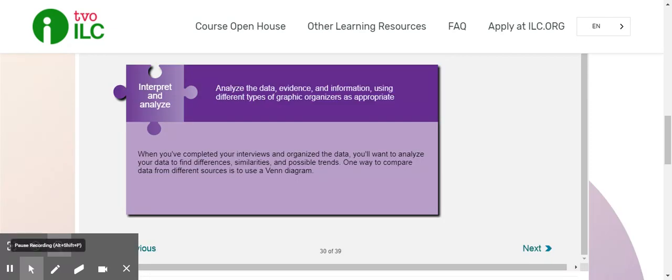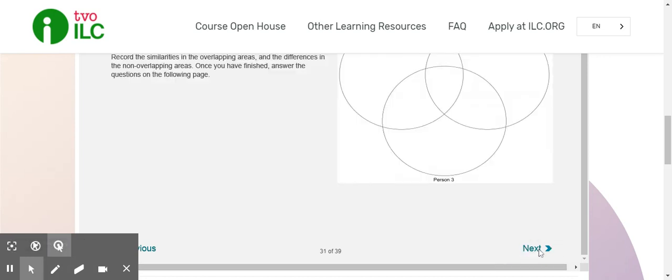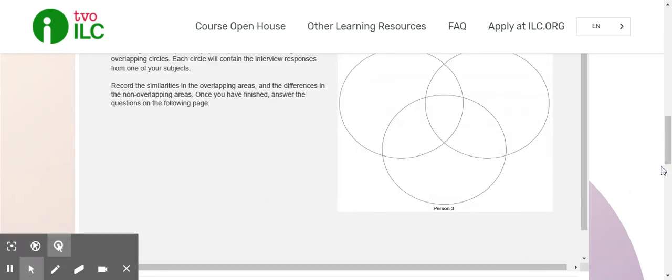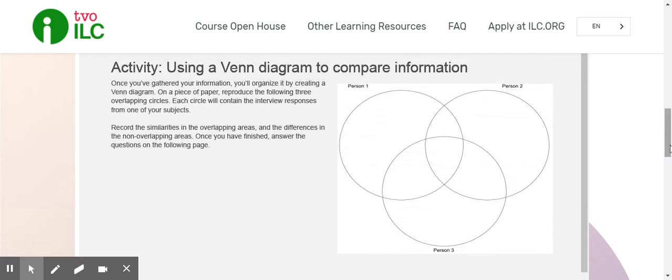Once you've completed your data collection, you are going to want to interpret and analyze. So this can take the form of many different ways. One way to analyze data from different sources is to use a graphic organizer like a Venn diagram. So you'll see here that a Venn diagram allows you to look at differences and similarities between different sources of information.